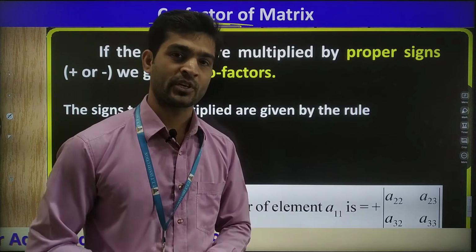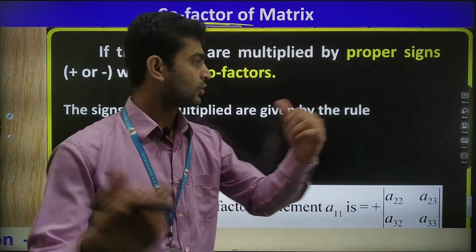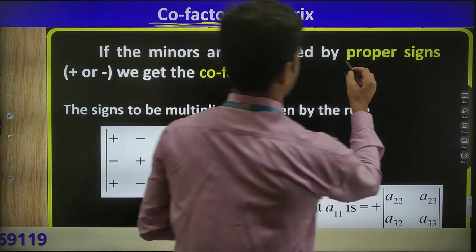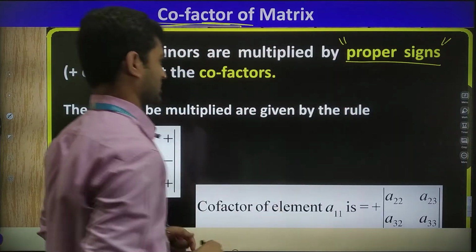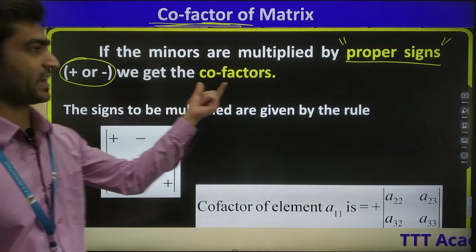So what is the proper sign? The proper sign is nothing but plus or minus. So dear students, if the minors are multiplied by proper signs, plus or minus, we will get a cofactor. We have to concentrate more on this.